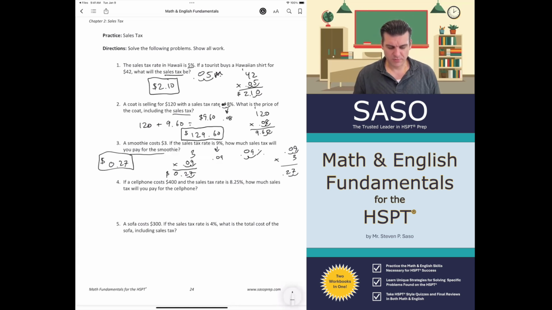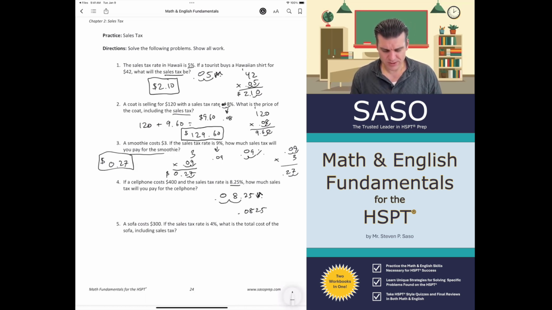All right. Number 4, if a cell phone costs $400 and the sales tax rate is 8.25%. How much sales tax will you pay for the cell phone? So 8.25%. We need to change that to a decimal. Move the decimal over 2 places to the left, add a 0, drop the percentage sign. So 8.25% is 0.0825. Let's write this out a little more clearly here.